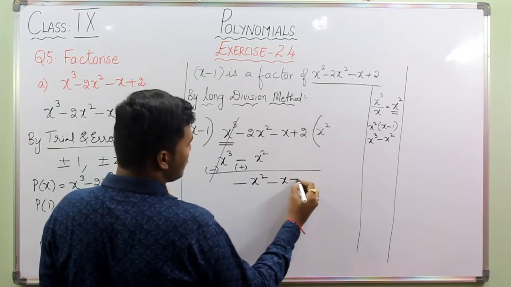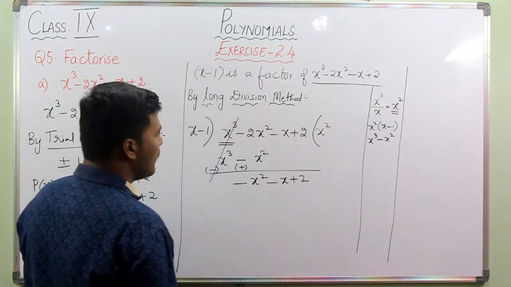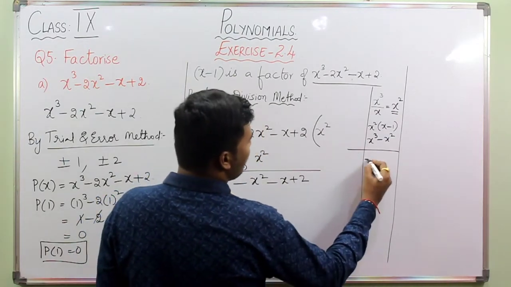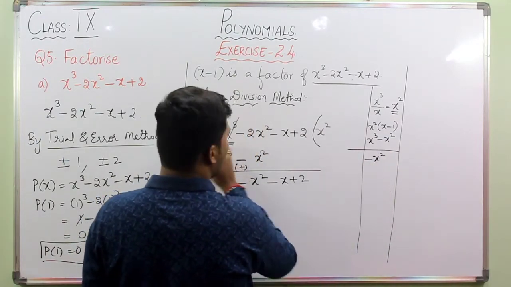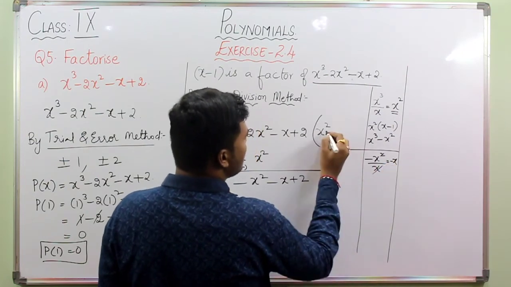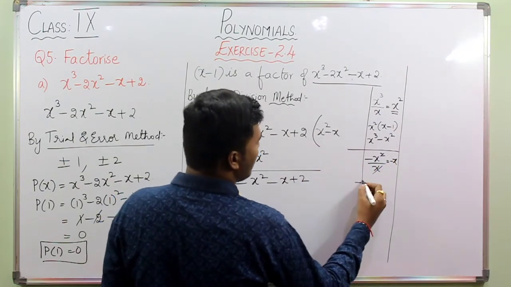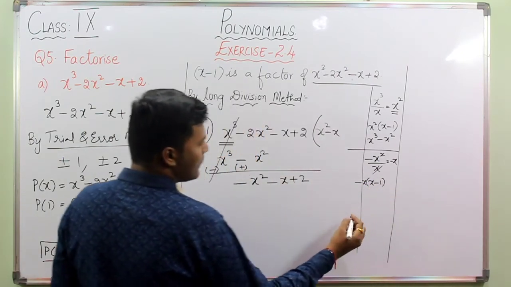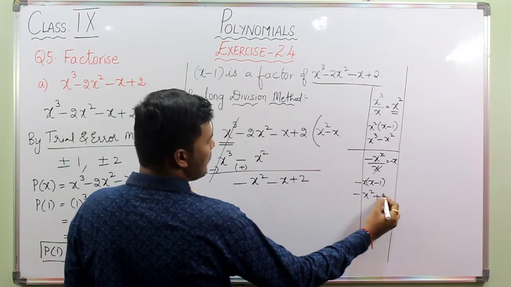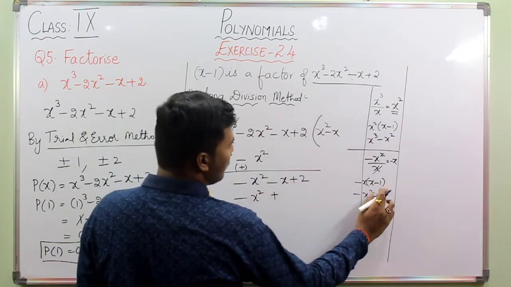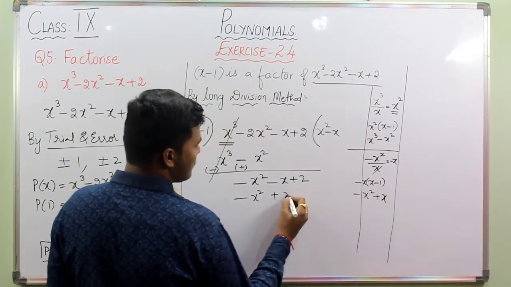Get the next terms. Okay. Now again continue with the same procedure. What is the first step here? First term is minus x square, divided by x. Then I will be getting minus x. So with this minus x, what we have to do? Multiply the whole divisor, x minus 1. Then it will become minus x square plus 1, minus x square plus 1 into x will become 1x.